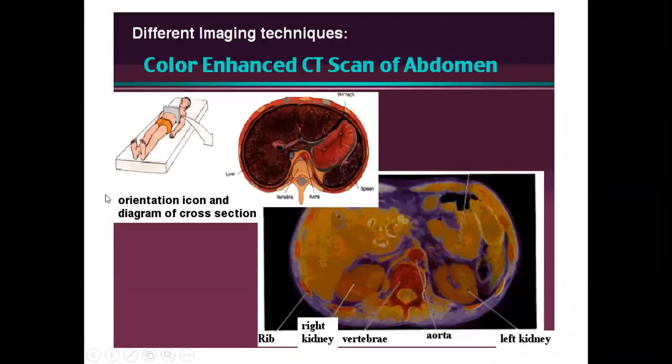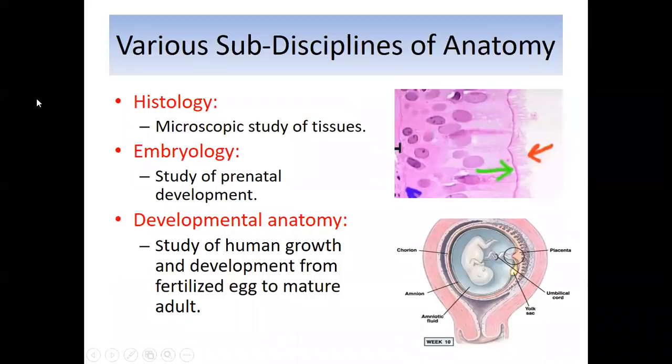Okay, this is a picture just to show you the different modern imaging techniques that we use to learn the anatomy. For example, here we have a color-enhanced CT scan of the abdomen, so we can see the different structures present in the abdomen. Okay, and it is colored. That one is regarding the different study of anatomy.